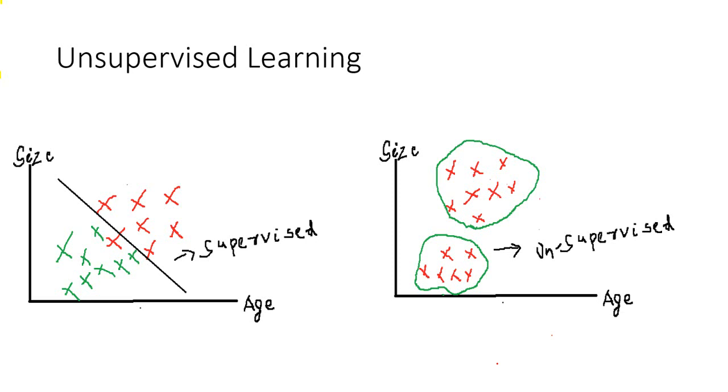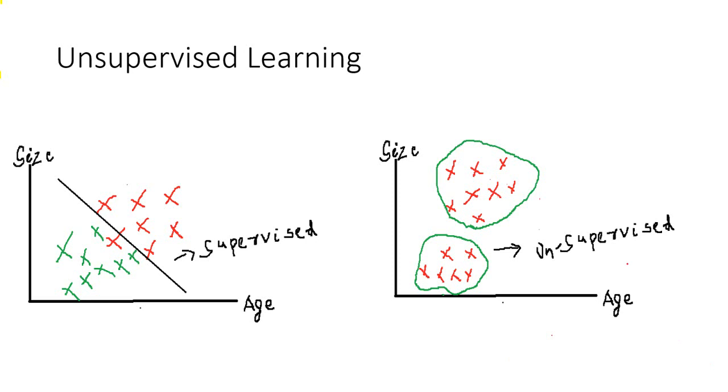Imagine a situation where the output variable is unknown. The only observations that we have with us are the age of the patient and the size of the tumor. We do not have the information on the output variable. The machine in this case is not provided with the output variable, hence it is not a supervised learning problem.